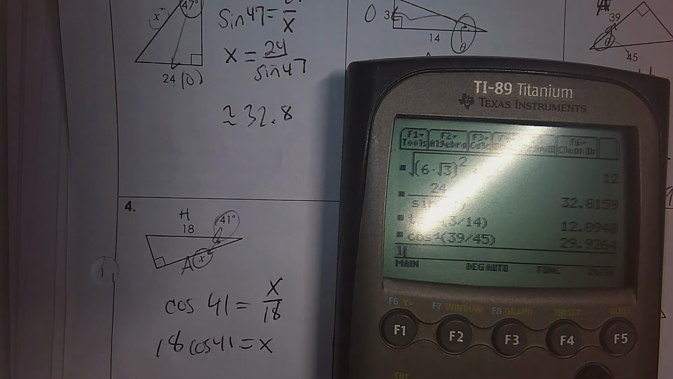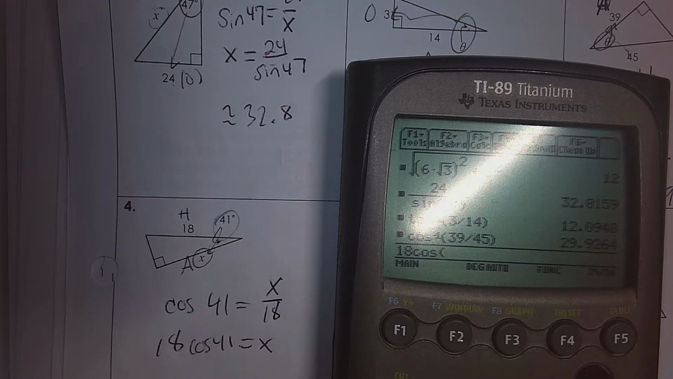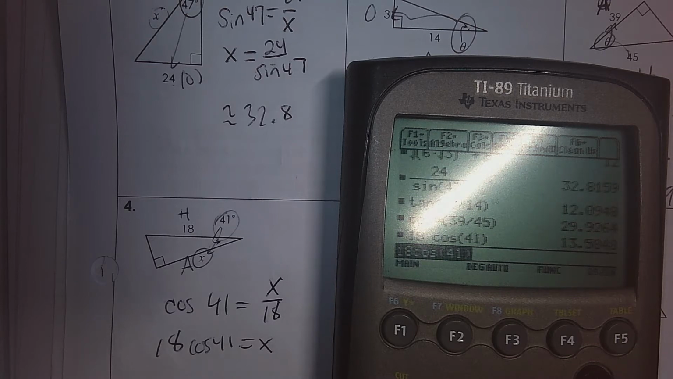So we're going to type in 18, cosine is the blue button, and then 41. So not inverse unless you're finding the angle, and it's 13.6 if you want to round it.